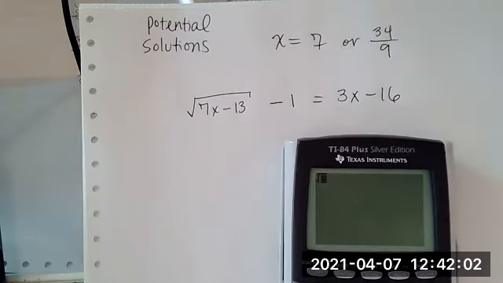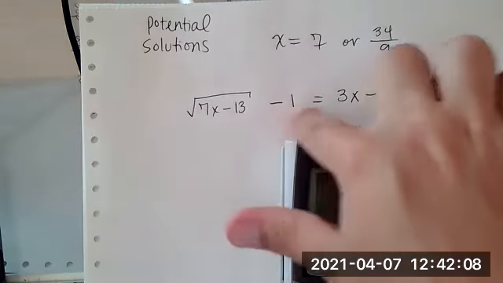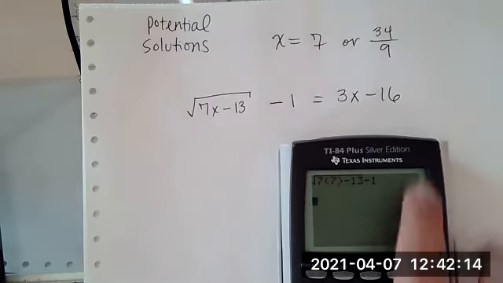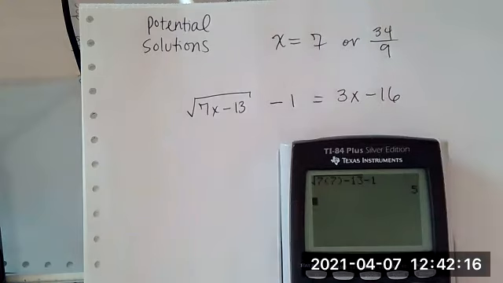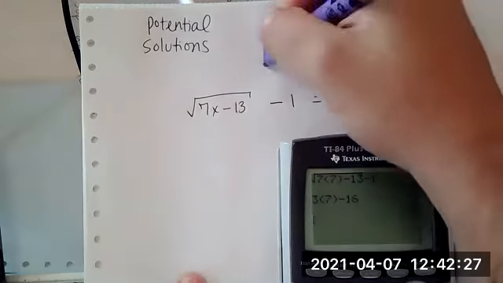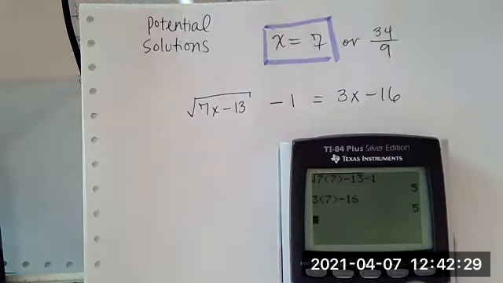So we'll take the square root of 7 times 7 minus 13, and then leave the square root and then subtract 1. So we got 5 there. Then we'll do 3 times 7 minus 16. And that one equals 5. So since they both came out to the same value, this one works.